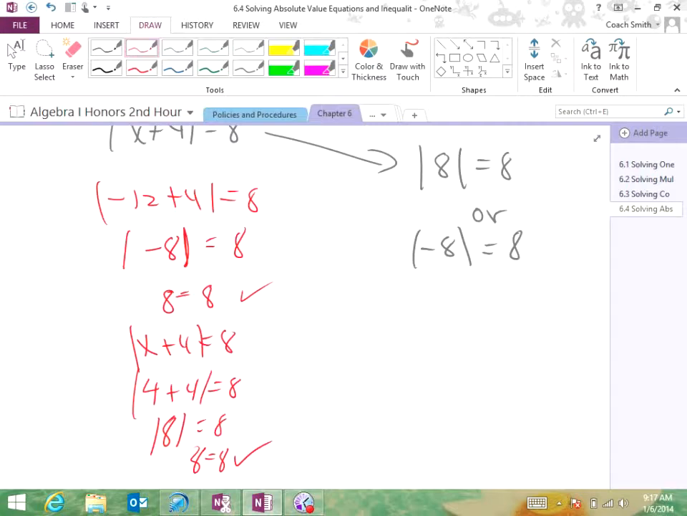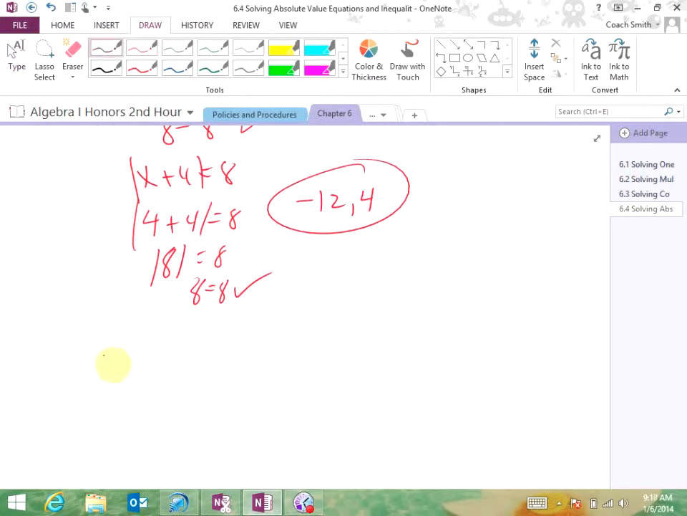Let's look at another example. So what's the answer? The answer for this problem was negative 12 and 4. That's your answer. It doesn't matter if you list the negative first or second. 4 and negative 12 are exactly the same. Let's look at another example. Let's say I had this: the absolute value of x minus 5 equals, almost gave you the answers, 2.